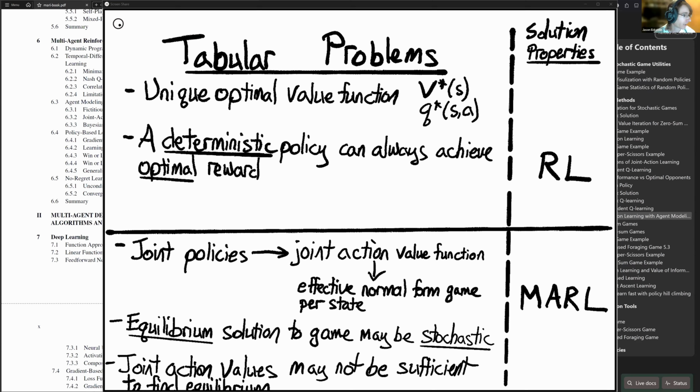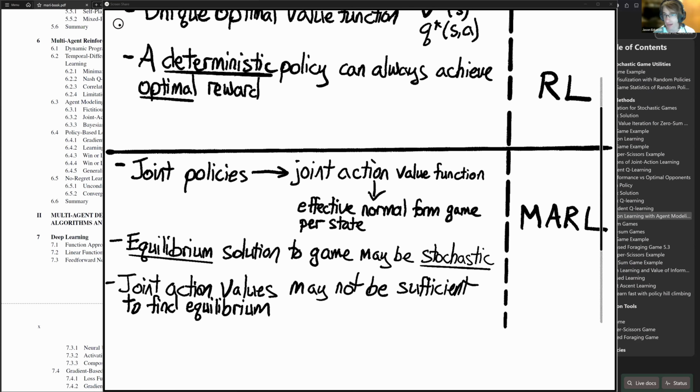Because in normal reinforcement learning, the optimal policy can always be a deterministic policy. And that's not true for these equilibrium solutions. And on top of that, the joint action values that we write down may not even be sufficient to find the equilibrium in a stochastic game.